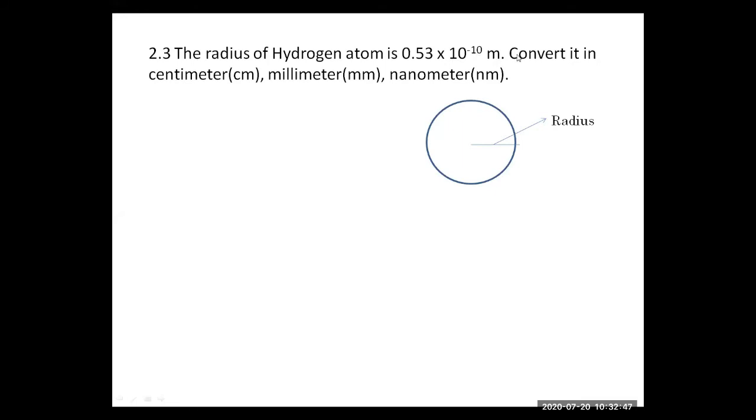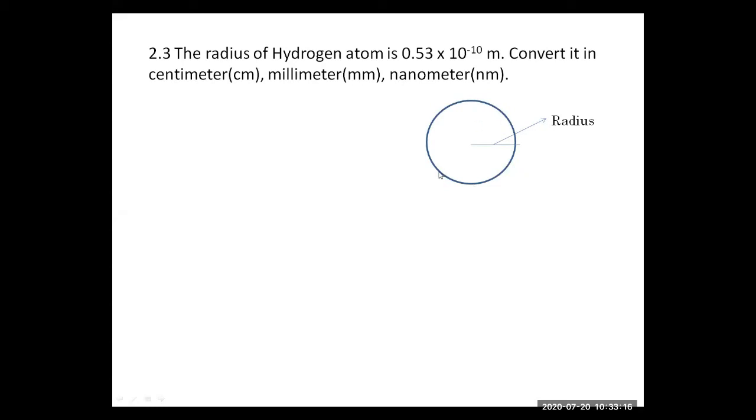So here we have to convert it in centimeter, cm, millimeter, mm, nanometer, nm. We have just read this in the SI prefixes. Now here we just have to be sure what radius means. Radius, we can say, is half of the diameter.